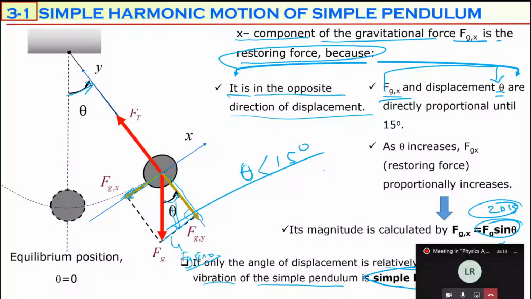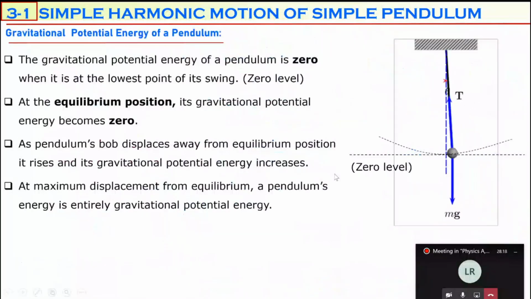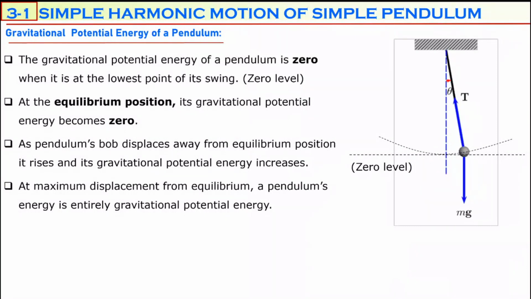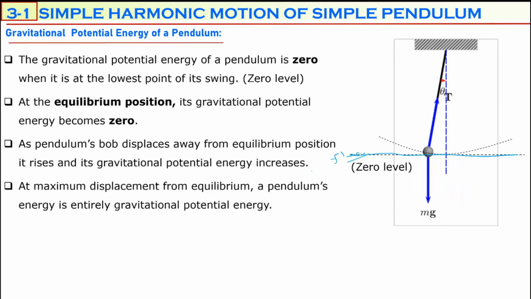For a mass spring system, we have elastic potential energy, remember? But in a vibrating simple pendulum, we have gravitational potential energy. The only difference, in fact, is that all other things will be the same, because the pendulum's gravitational potential energy is changing as it is swinging. At the lowest point of the pendulum's bob, I will say this is the zero level. You can think of it as the floor. So at this zero level, gravitational potential energy is minimum, or you can say it is 0.